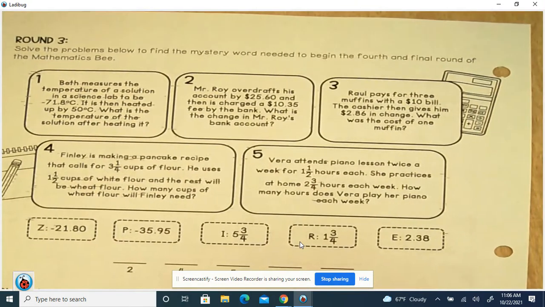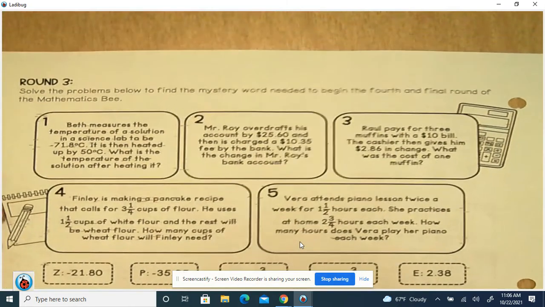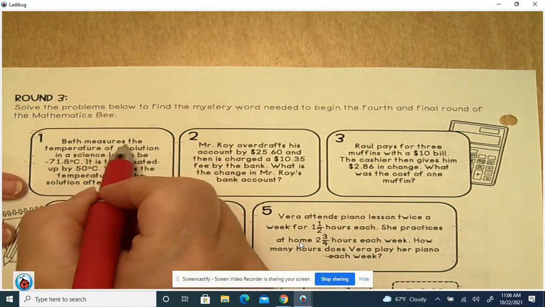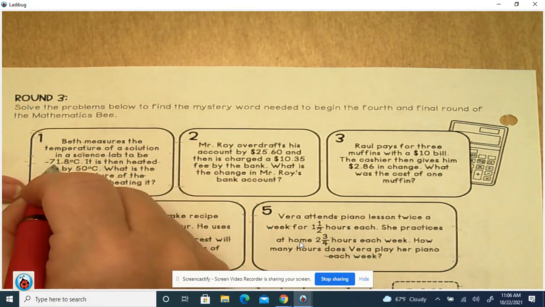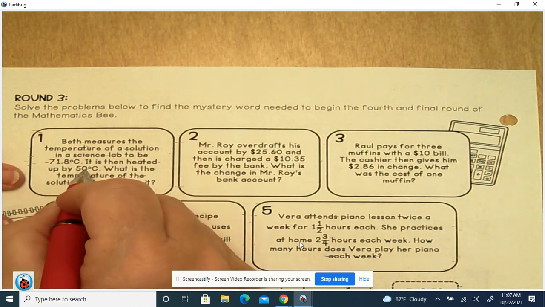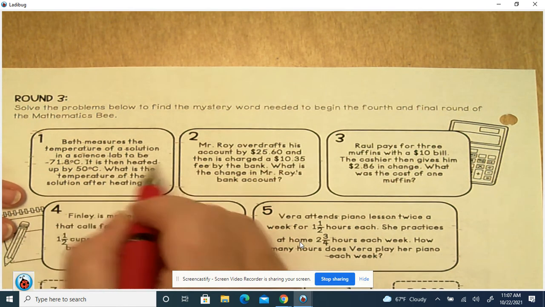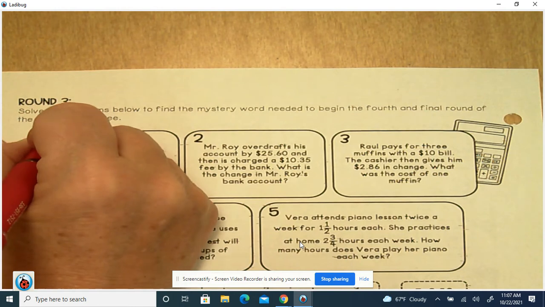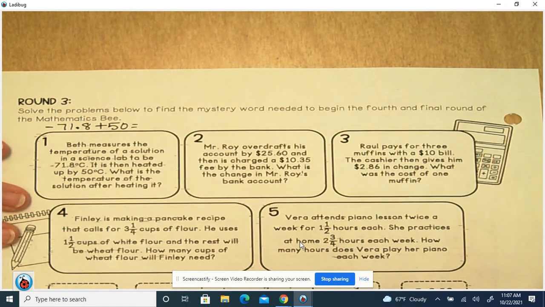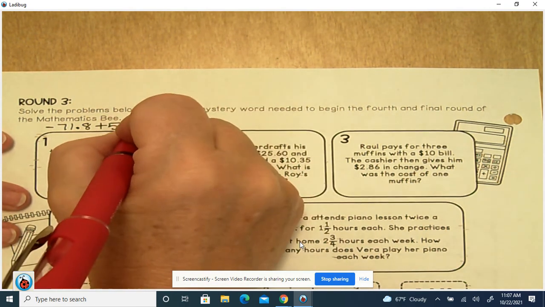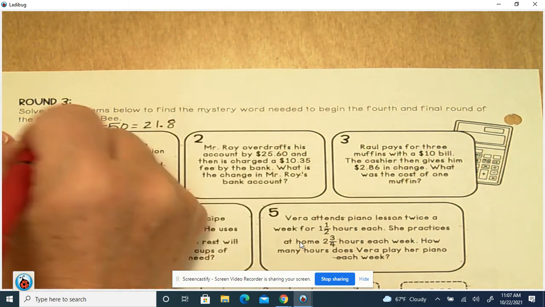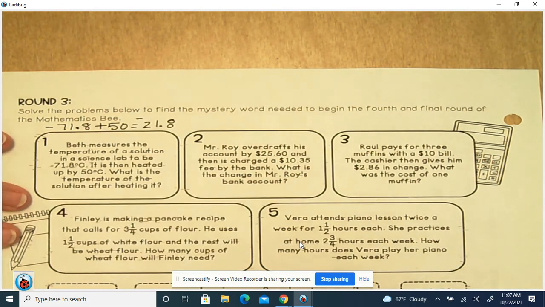Round 3. Solve the problems below to find the mystery word needed to begin the fourth and final round of the mathematics B. Number 1, Beth measures the temperature of a solution in the science lab to be negative 71.8 degrees Celsius. It is then heated up by 50 degrees. What is the temperature of the solution after heating it? We've got a negative 71.8 plus 50. It's different signs, subtract. So we subtract 71.8 minus 50 and we get 21.80. The 71 has the largest absolute value, so its number stays negative.